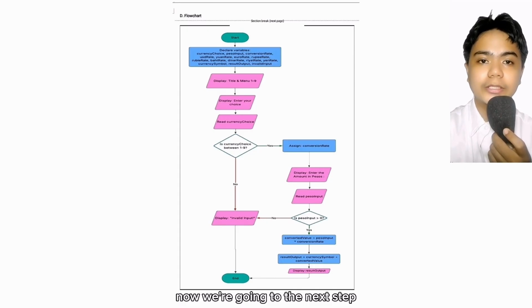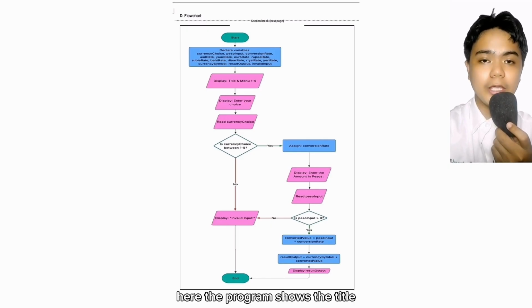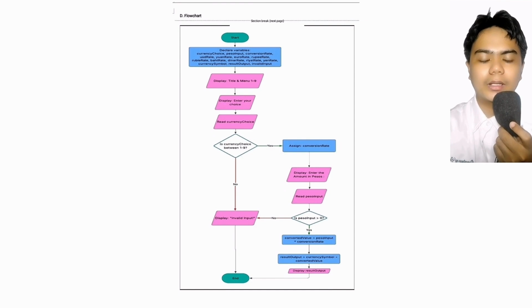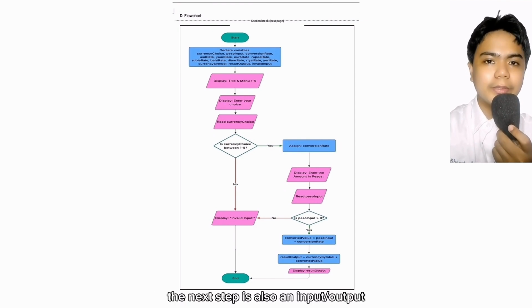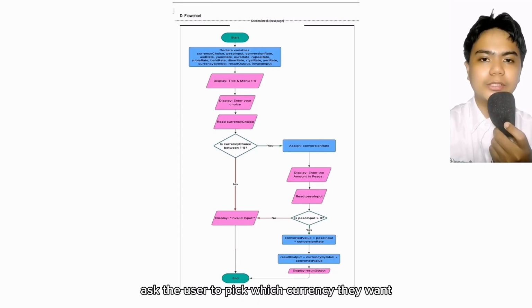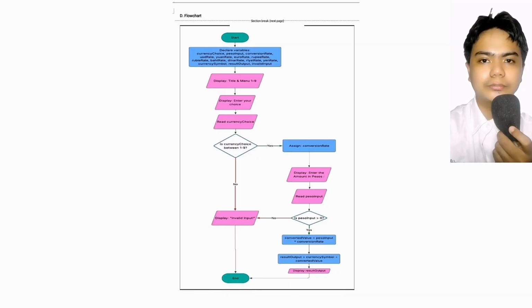Now we're going to the next step, which is an input-output in a parallelogram shape. Here, the program shows the title and also displays a list of 9 possible currency options for the user. The next step is also an input-output. This displays enter your choice. The program now asks the user to pick which currency they want to convert their peso into.